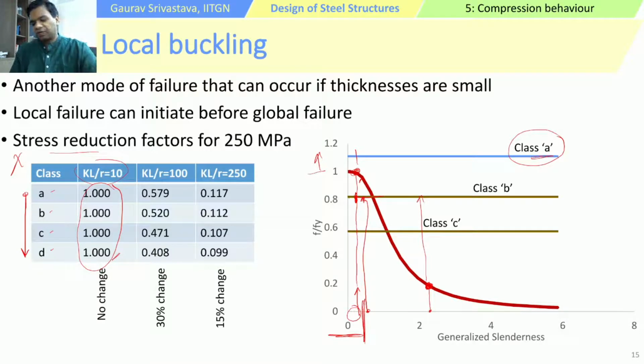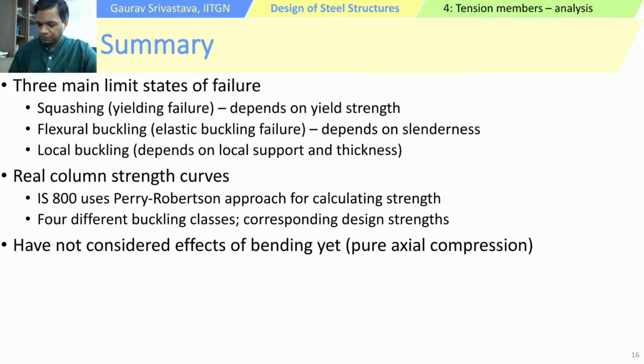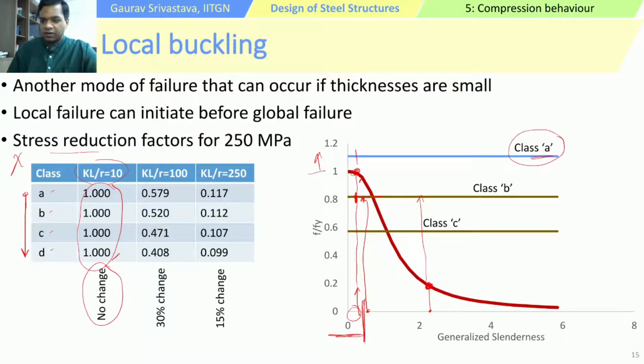So for very small slenderness ratios, there is no effect of local buckling because the members are able to achieve global Fy before they can locally buckle. So if you see, there is no change in moving from class A to D for smaller slenderness ratios. Now, similarly for larger slenderness ratios, the change is very small.